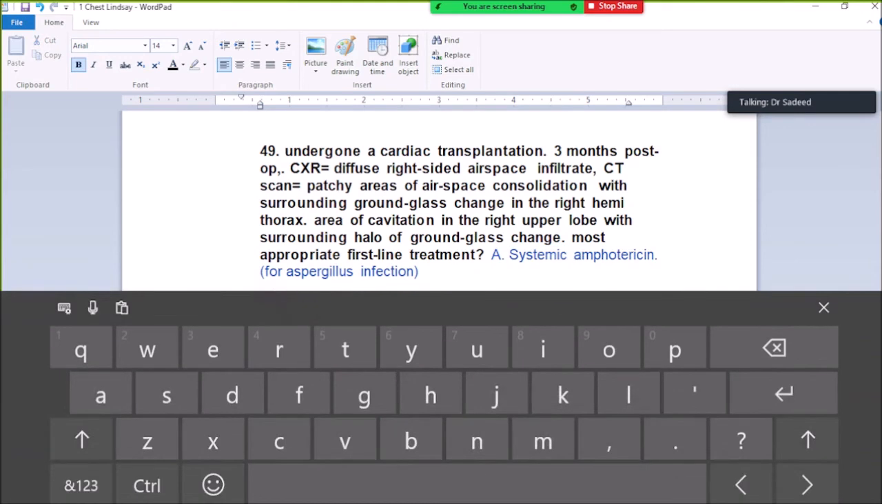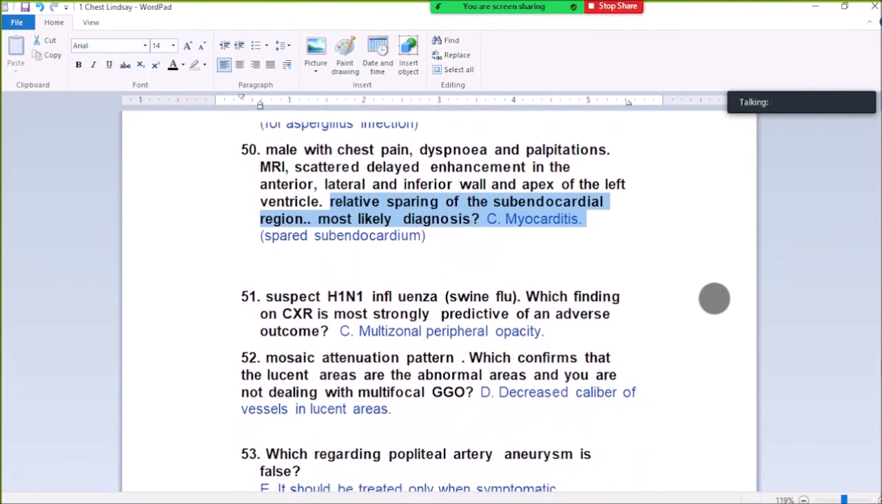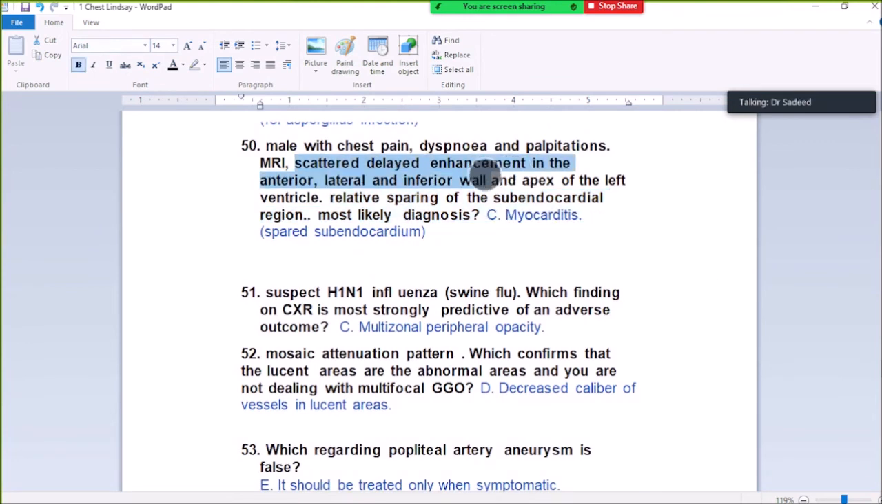Question 50. Male with chest pain, dyspnea, and palpitation. MRI shows scattered delayed enhancement in the anterior, lateral, and inferior wall and apex of the left ventricle, with sparing of the subendocardial region. Most likely diagnosis, myocarditis. The spared subendocardium shows there is no ischemia. Scattered delayed enhancement in the anterior, lateral, and inferior wall is myocarditis.